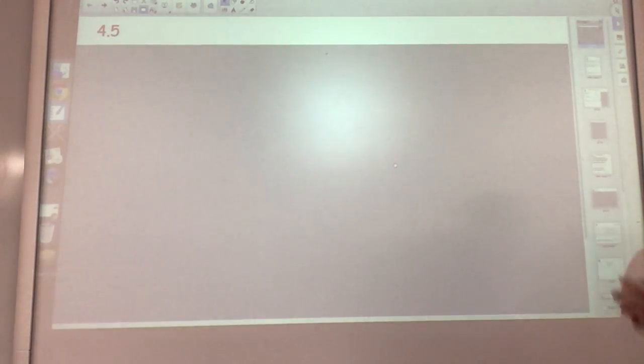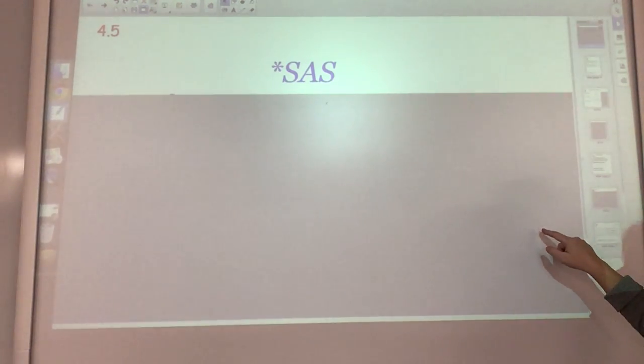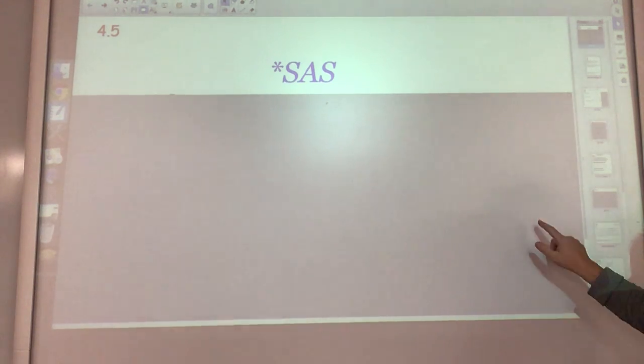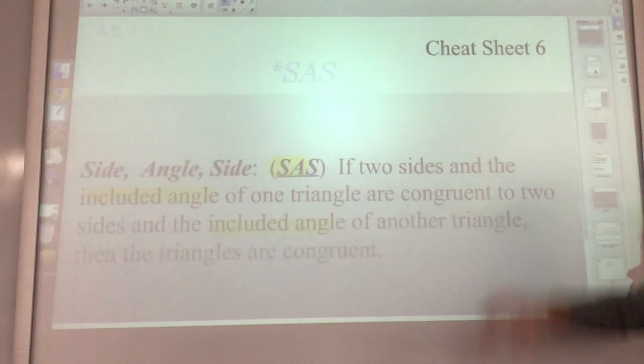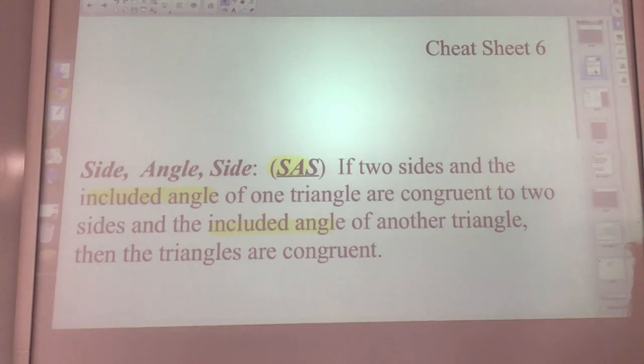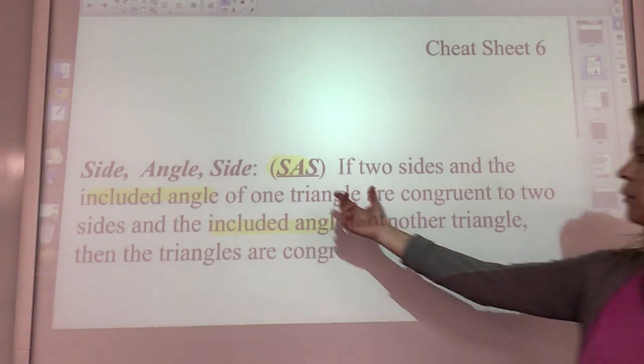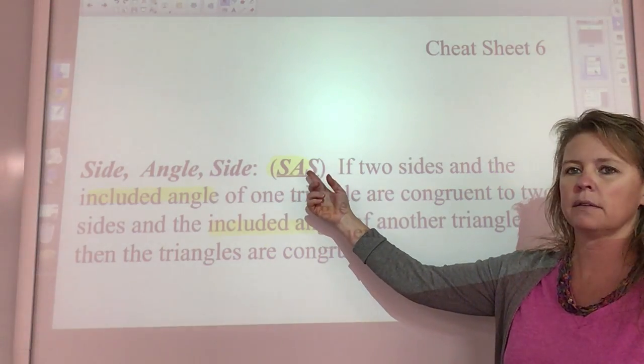Notes for section 4.5 in geometry. We're now going to talk about side angle side. If you want to again take a look at cheat sheet 6, I've highlighted some key information. Side angle side is indeed abbreviated SAS.